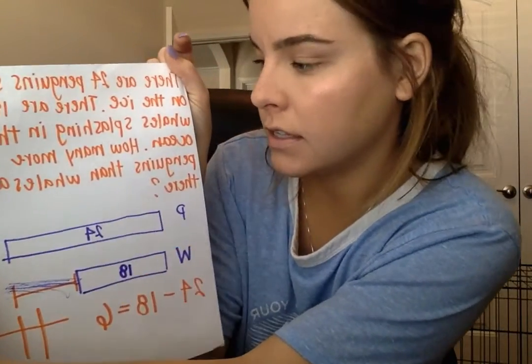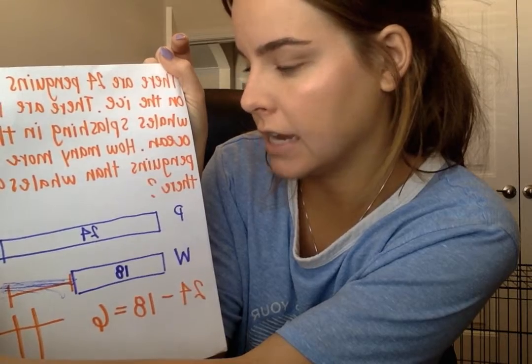You could even count up or count down. That's a first grade strategy. Whatever is working that you feel comfortable with, use that strategy, okay? So 18, 19, 20, 21, 22, 23, 24. I'm still getting 6. So the last thing we need to do is write our sentence, right? So the question says, how many more penguins than whales are there? So my sentence needs to say, there are 6 more penguins than whales.